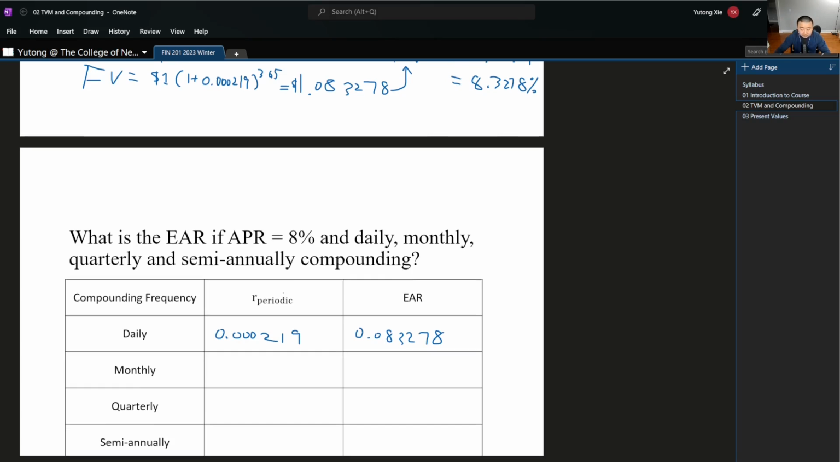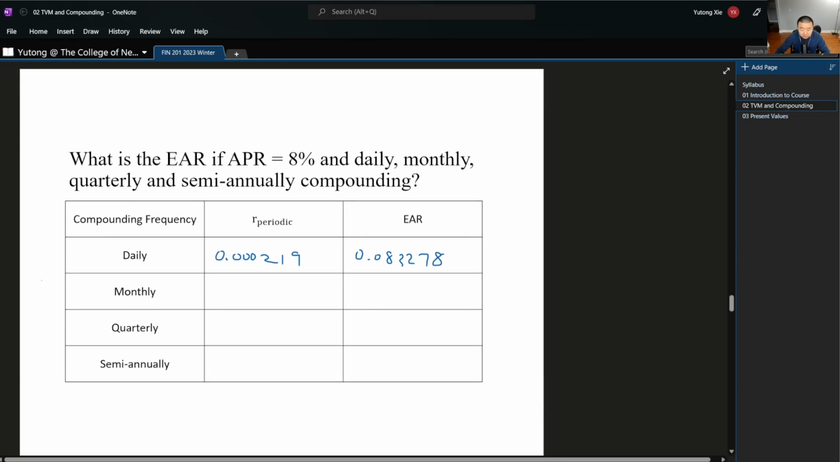And what about monthly? So what you want to do is you want to use 0.08 divided by 12, right? In a year there are 12 months. What about quarterly? You're going to use 0.08 divided by 4, right? What about semi-annually? 0.08 divided by 2. You get your periodic rate.